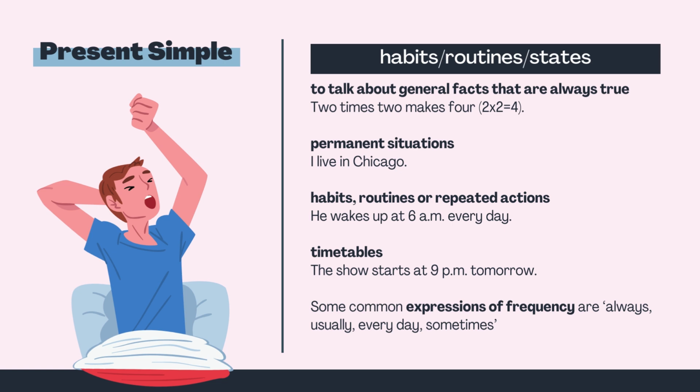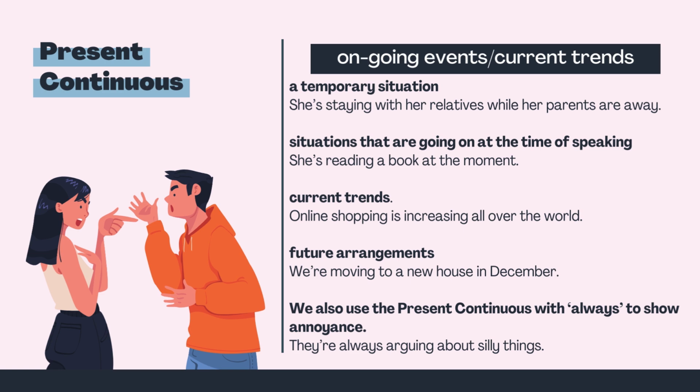The present simple is used to describe someone's habits, routines, or repeated actions. He wakes up at 6 a.m. every day. This tense is used to talk about timetables. The show starts at 9 p.m. tomorrow. And there are common expressions of frequency that are used with the present simple tense. These are always, usually, every day, sometimes.